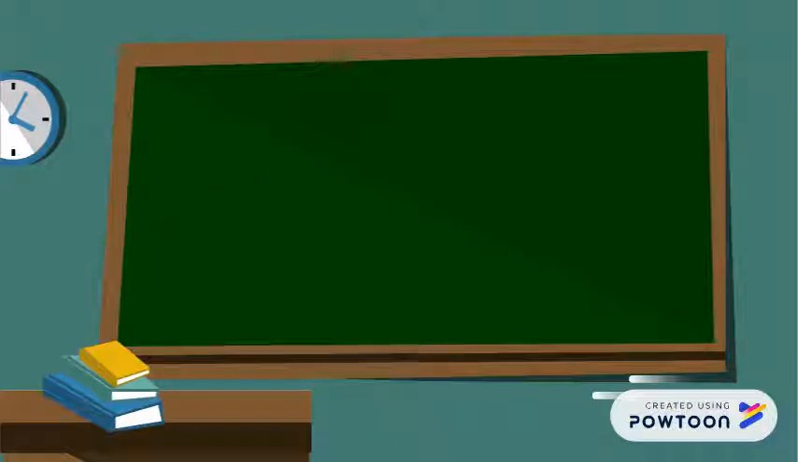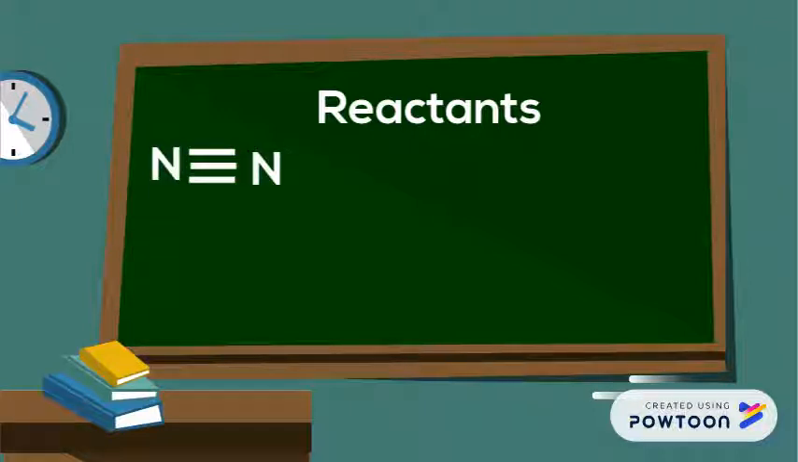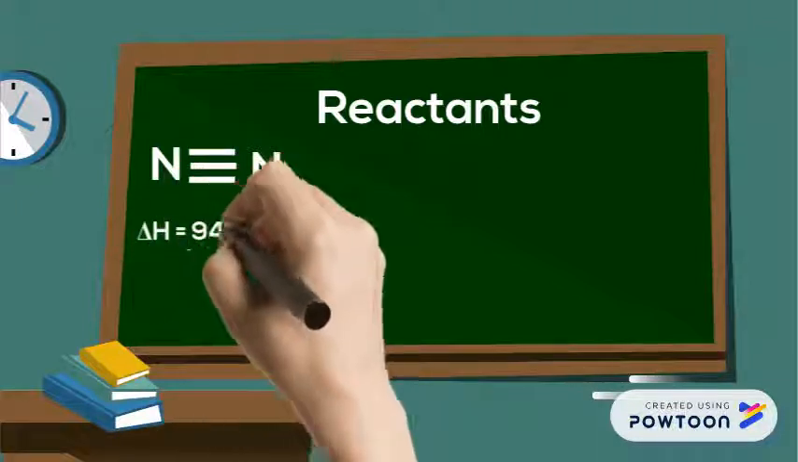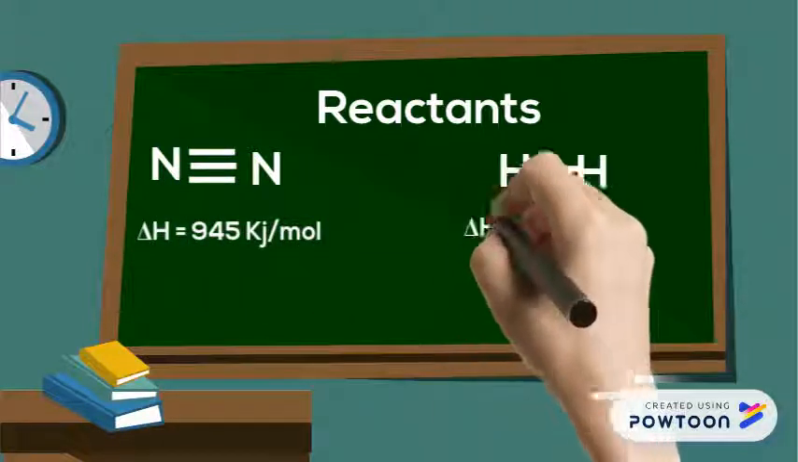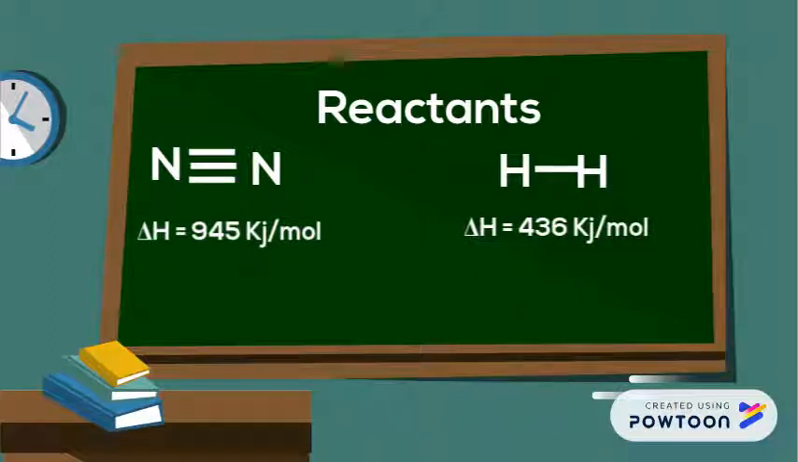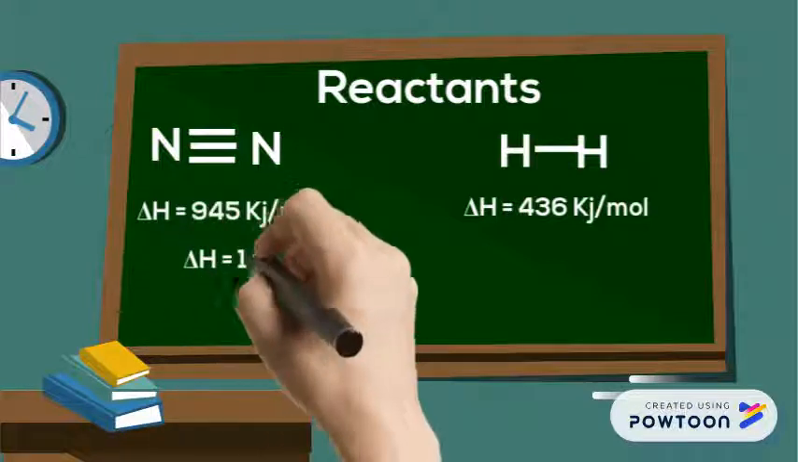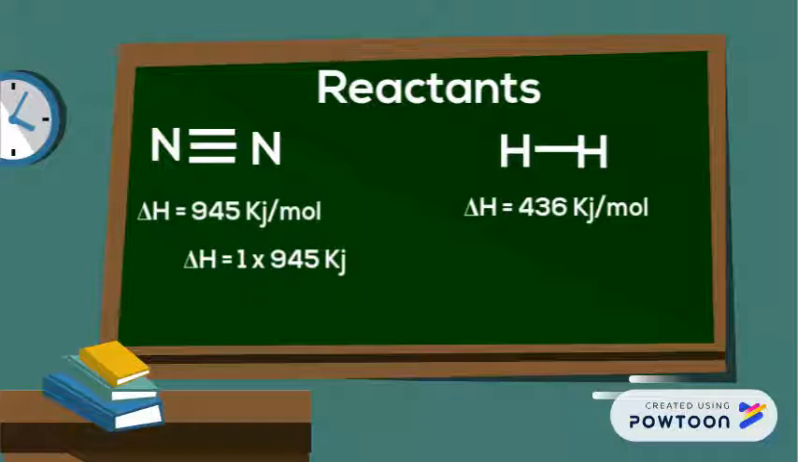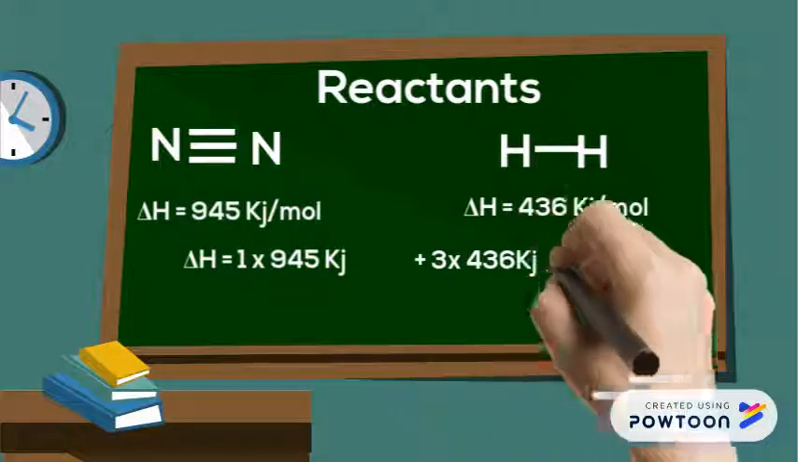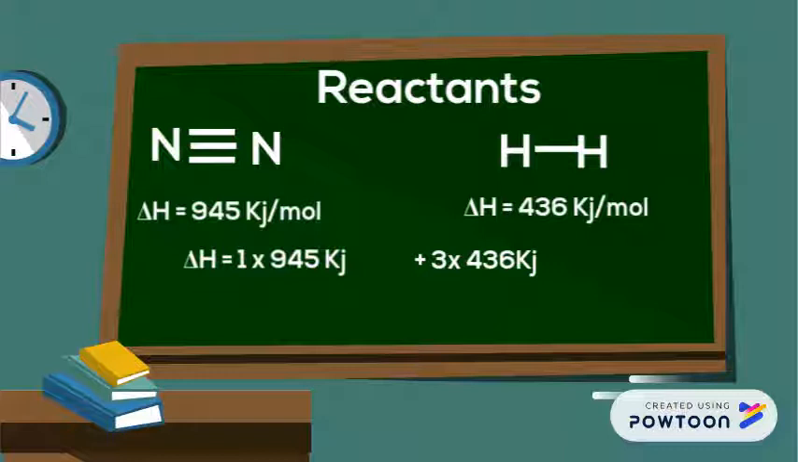To calculate the enthalpy change for this entire reaction, we deal with the reactants and the product side separately. In terms of the reactants, a triple nitrogen-nitrogen bond has a bond energy of 945 kilojoules per mole. A hydrogen-hydrogen bond has a bond energy of 436 kilojoules per mole. The reactant side of this equation requires the breaking of a single mole of triple nitrogen-nitrogen bonds, requiring 945 kilojoules, and 3 hydrogen-hydrogen bonds, requiring 1,308 kilojoules, giving a total of 2,253 kilojoules for the reactant.